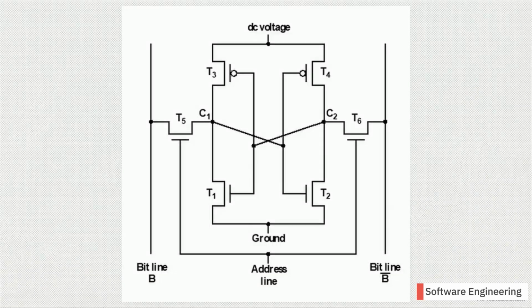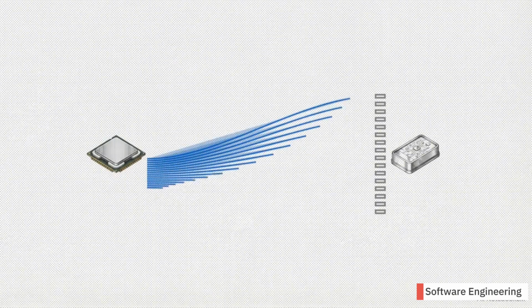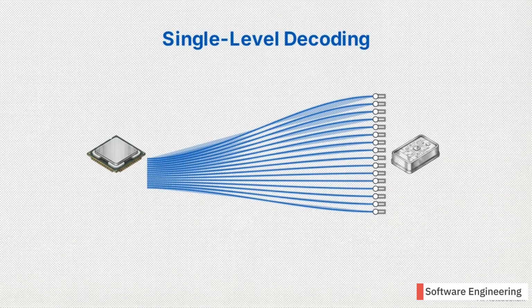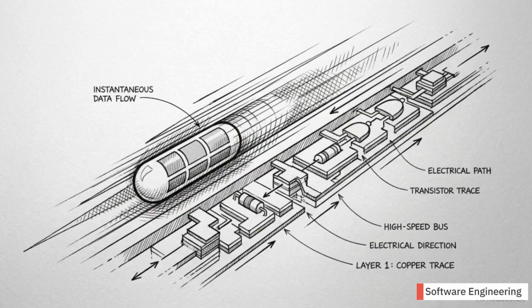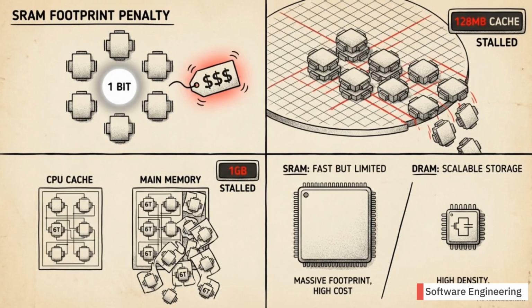The address line at the bottom of the diagram controls the 2 remaining transistors, T5 and T6. Activating the address line opens T5 and T6, allowing the system to instantly read or write via the external bit lines. This physical design directly determines system performance. SRAM utilizes single-level decoding, meaning it dedicates one physical pin for every single address line. This direct addressing allows for incredibly fast access times, often measured in fractions of a nanosecond. But requiring 6 transistors per single bit makes the SRAM footprint physically massive, rendering it much less dense and vastly more expensive than the alternatives.